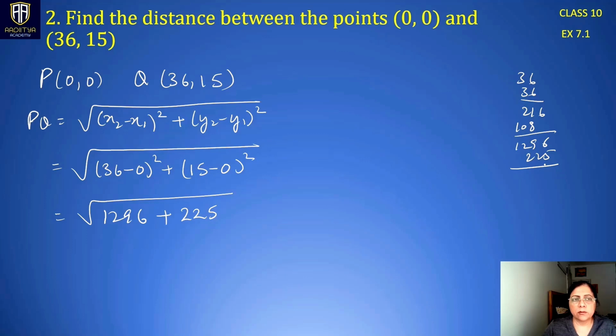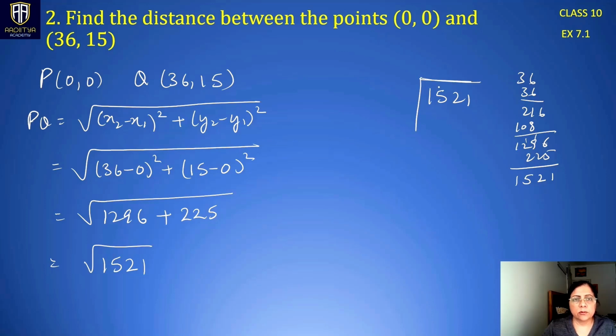You must learn squares and cubes up to 30 so that these calculations get reduced. This is 1296 plus 225, which is 1521. So the distance is the square root of 1521. Right? So find this square root of 1521.